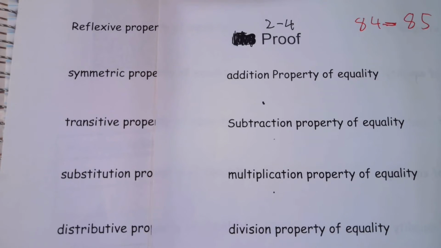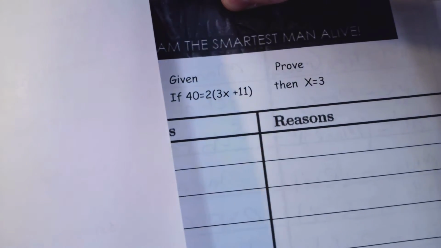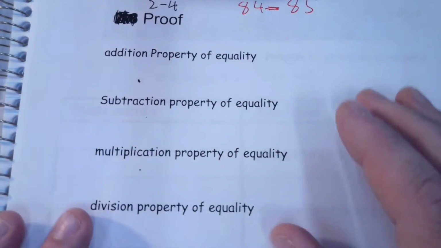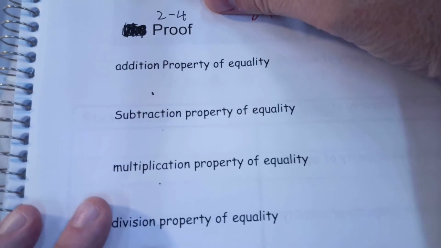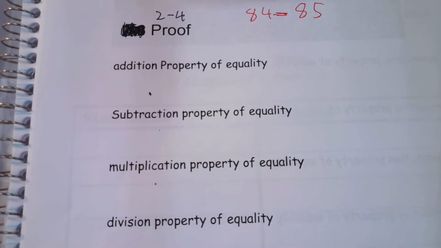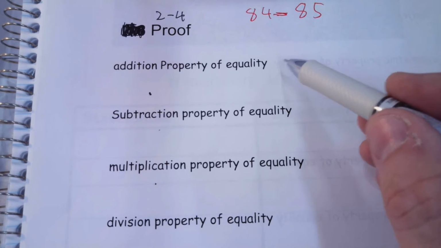All right, we're going to go over section 2.4, and this is our proof section, or algebraic proof section. And so I'm just going to go over these properties real quick, and I'm going to show you how to use these. Basically, we're going to make logical or mathematical arguments. These are the same kind of arguments that you'd have to do in a court case, both civil and criminal.